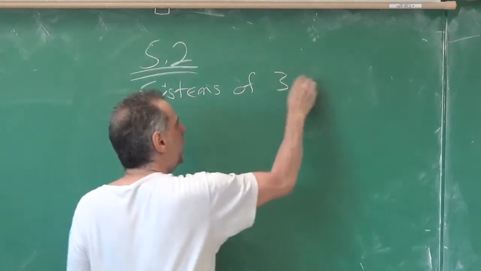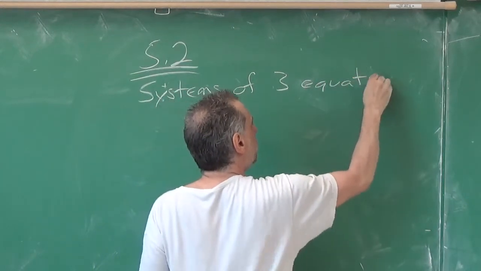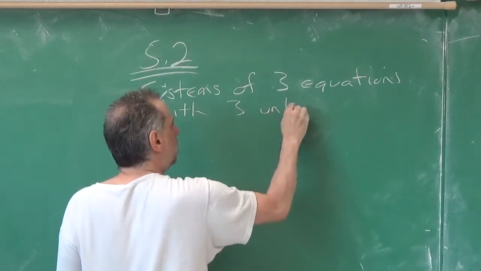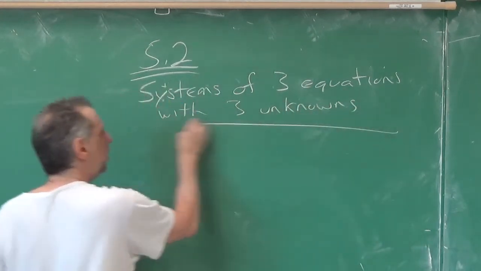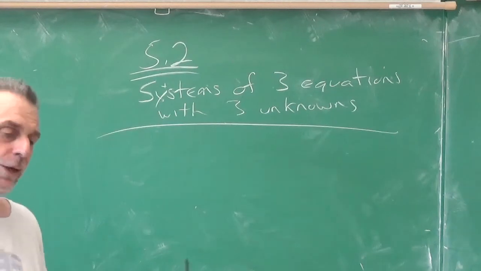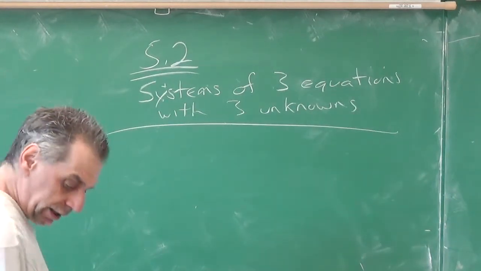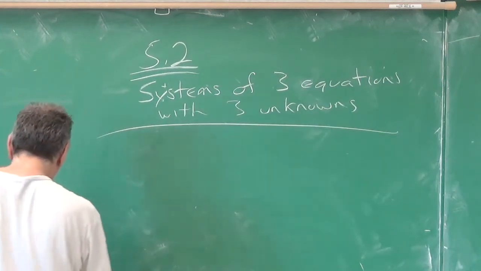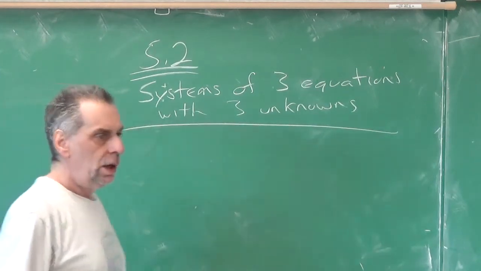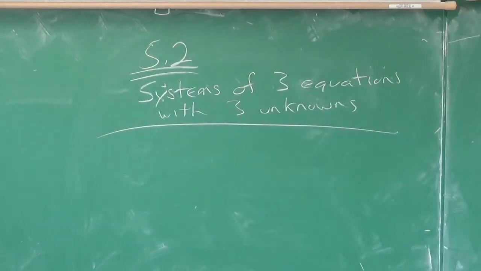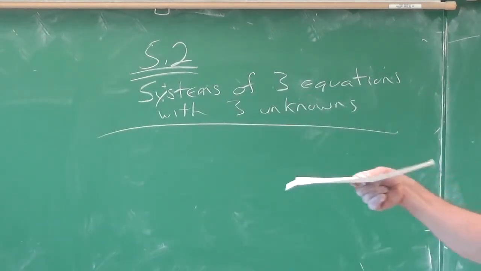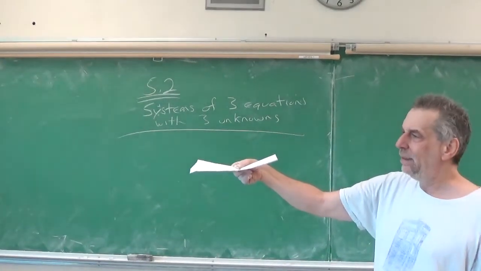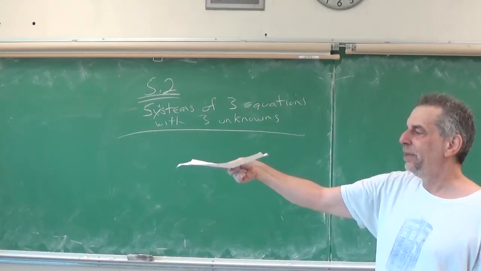Systems of 3 equations with 3 unknowns. So now, obviously, we're not talking about straight lines anymore. We're talking about 3-dimensional objects, so it's hard to picture on a 2-dimensional board. But really what we're talking about now is like planes. Instead of a straight line, we have a 2-dimensional plane, P-L-A-N-E, not an airplane, but a plane in a 3-dimensional space.